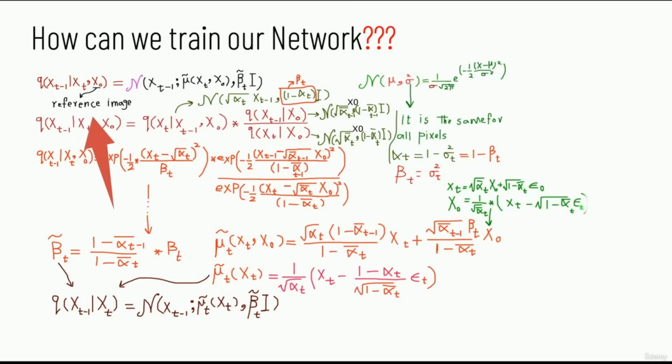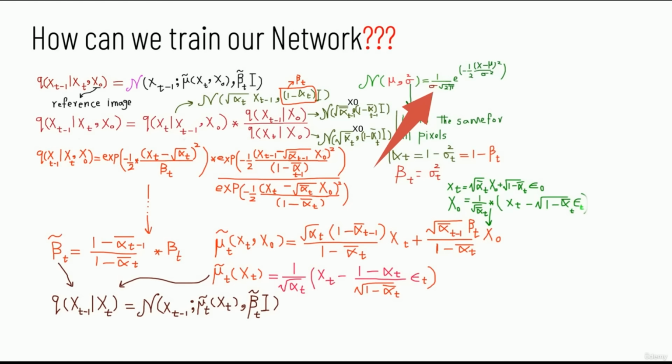By using this Bayes' theorem, we will get the posterior distribution, or the target distribution. This Bayes' theorem will update our prior knowledge, our prior distribution, which is q of xt minus 1 given x0, based on the value of xt.